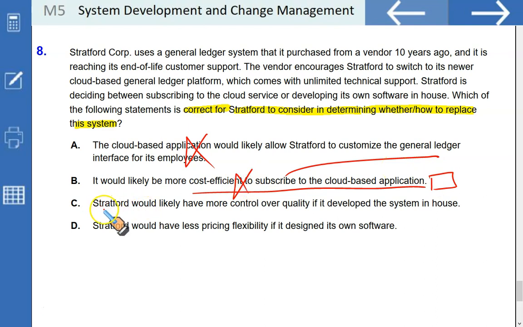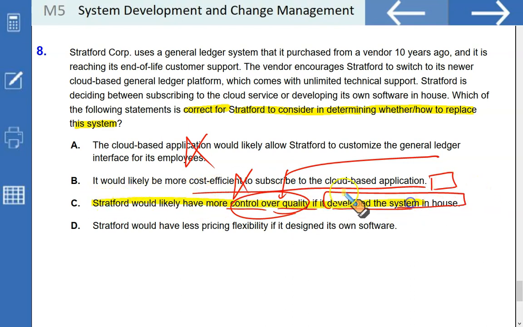Then what about C? Stratford would likely have more control over the quality of the system developed in-house. That is true. If Stratford goes for in-house development of the software, then since it can customize it the way they want, they can also have control over the quality, because it's your product being developed in-house. This is the correct statement.